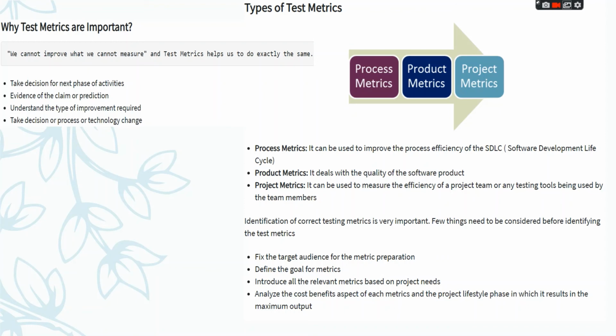There should be identification of the correct testing metrics, and these are to be considered: fix the target audience for metric preparation, define the goal for metrics, introduce all the relevant metrics based on project needs, analyze the cost benefit aspect of each metric and the project lifecycle phase in which it results in the maximum output.